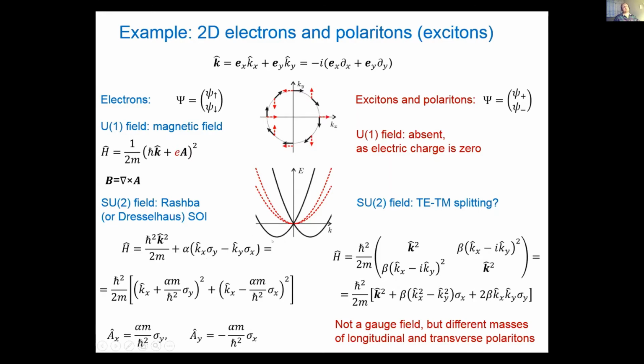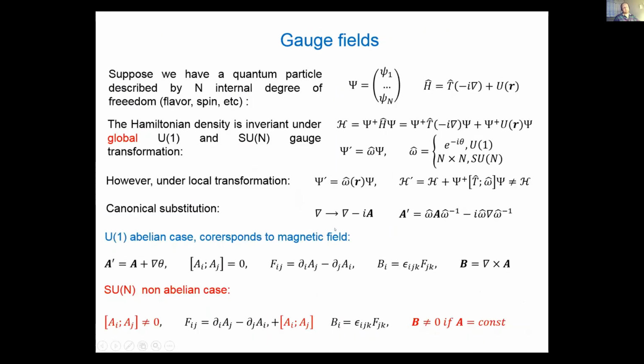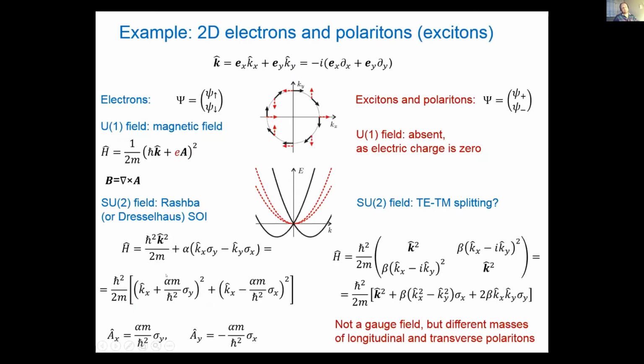So this is the Rashba Hamiltonian, and simple algebra gives you that this Rashba Hamiltonian can be rewritten in this form, which exactly coincides with what we have here. So here we have the canonical substitution, but now, as you can see, the components of this gauge field are matrices proportional to the Pauli matrices.